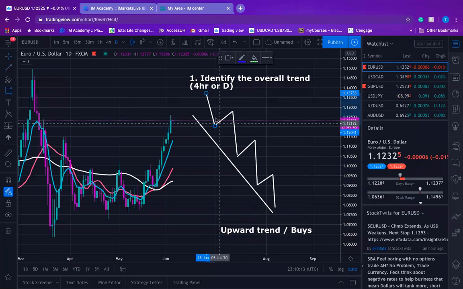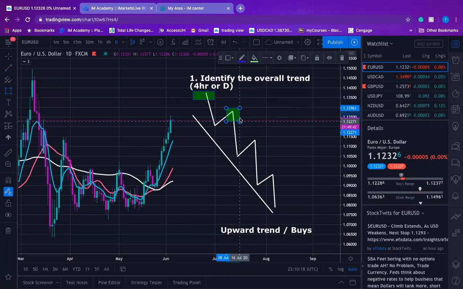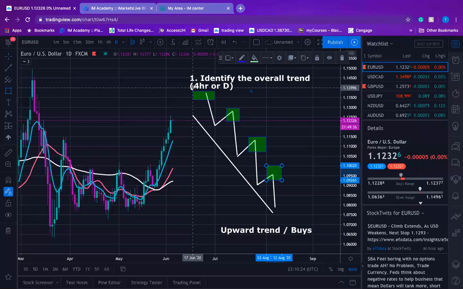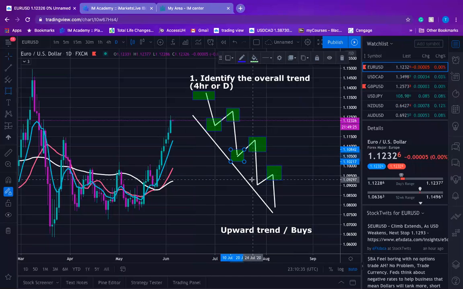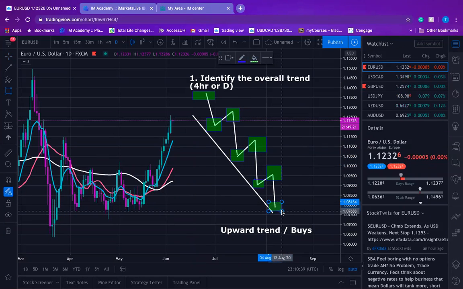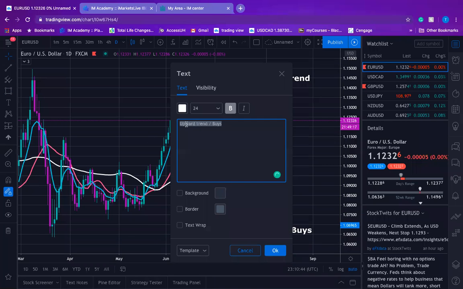What we're seeing is that after the first high that was made, it's making lower highs. This one is lower than the previous one, this one is lower than the previous one, and this one is lower than the previous one. So we're making lower highs. We're also making lower lows. Here we have our first low. This second low is lower than the first one. This third low is lower than the second one and the first one, and then the fourth one, and so on. This is what we call our downward trend.